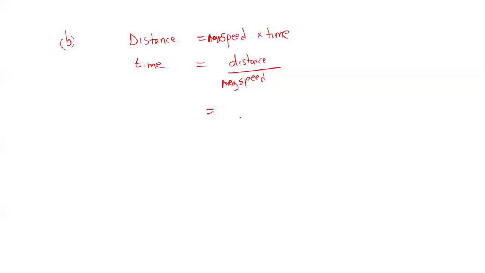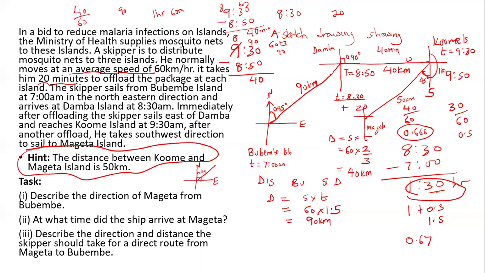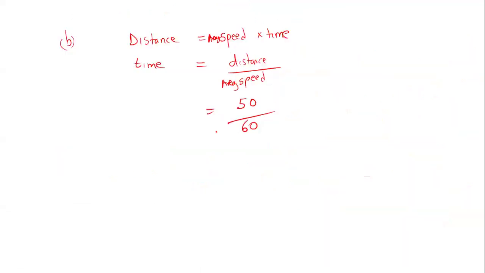Now, the distance, according to the hint they gave us, was 50. Then I divide by my speed, which was 60 when you look through the question. Our average speed was 60. So this is the same as 5 out of 6 hours. Now, after obtaining 5 over 6 hours, you must reason. So you ask yourself how many minutes there are. You say 1 hour has 60 minutes. So 5 divided by 6 times 60. You can even do it as rough work. 5 out of 6 times 60, you'll end up with 50 minutes.